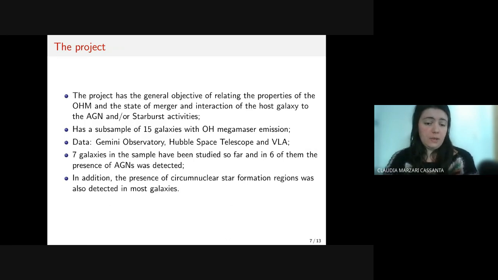It has a subsample of 15 galaxies with OH megamaser emission, and the data comes from three observatories: Gemini Observatory, Hubble Space Telescope, and VLA. 7 galaxies in the sample have been studied so far, and in 6 of them, the presence of AGNs was detected. In addition, the presence of circumnuclear star formation regions was also detected in most galaxies.